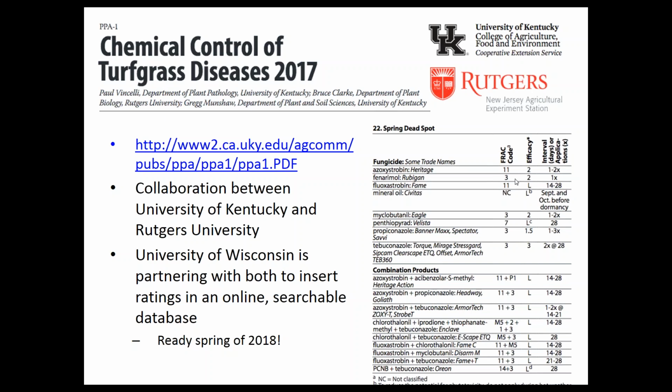One thing I'm excited to announce is that we at Wisconsin have partnered with Rutgers and Kentucky to put their fungicide efficacy data into a searchable online database. We expect to have that ready by, hopefully, right around May 1. We're kind of in the final editing stages of that website, so I'm excited to hopefully launch that pretty soon. I think that'll be a great resource for choosing an effective disease control product. We're also going to have herbicide efficacy rankings on there as well, and we've partnered with Aaron Patton from Purdue on those rankings.